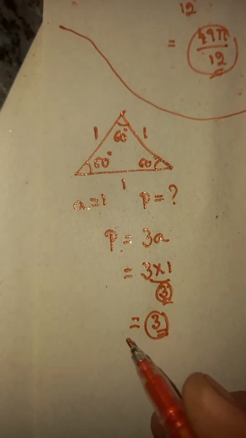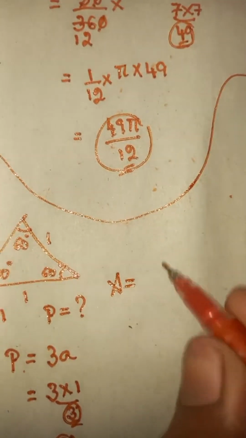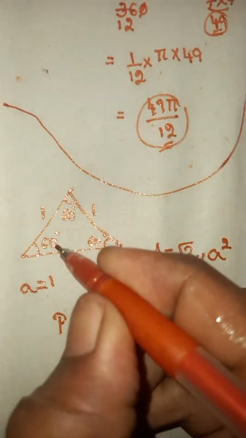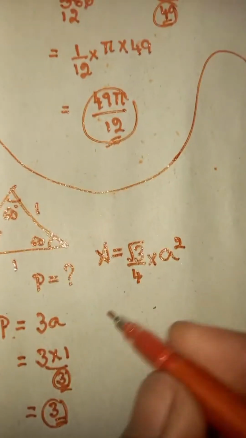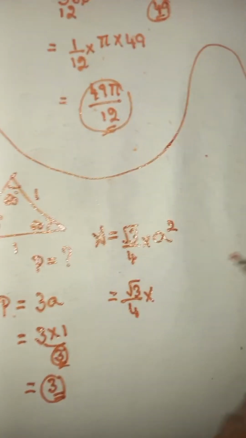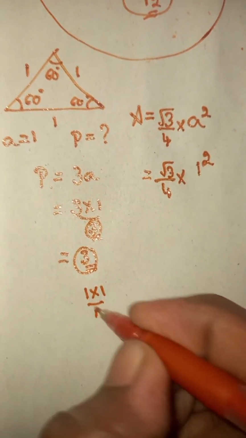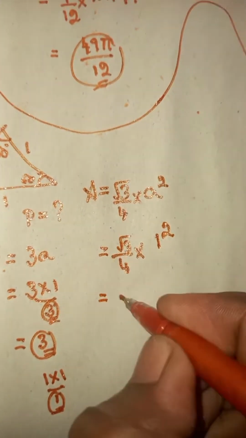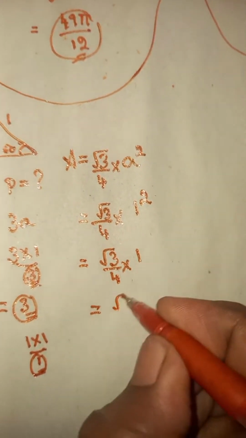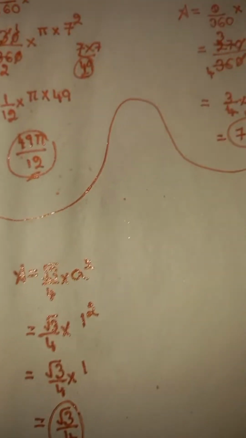Let's find the area of the equilateral triangle. The area of this equilateral triangle is root 3 by 4 times a square, where a is the side length. You get root 3 by 4 times the side length square. Side length is 1 unit, 1 square, 1 times 1, which remains as 1. So this is root 3 by 4 times 1, which remains root 3 by 4 square units. This is about the equilateral triangle.